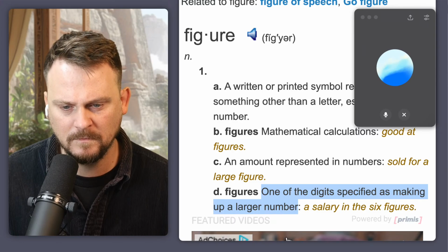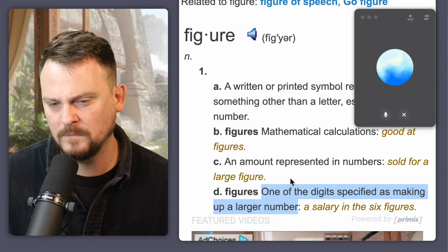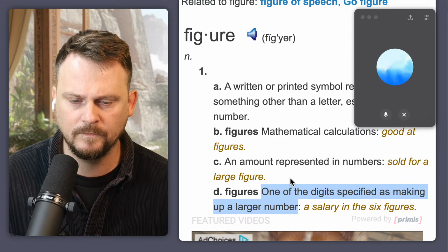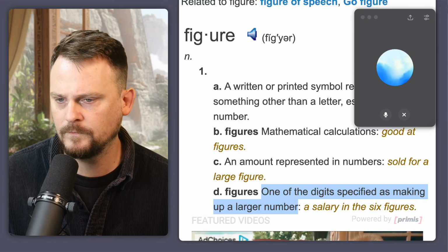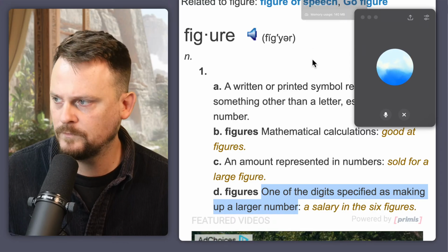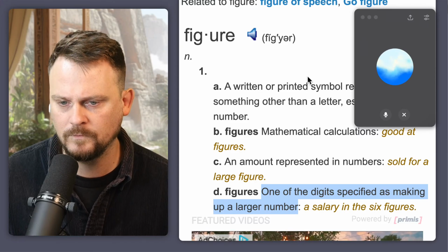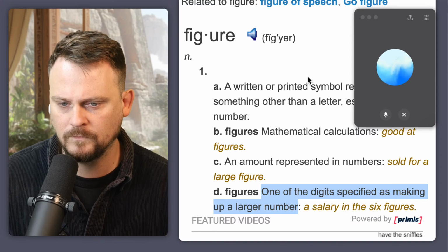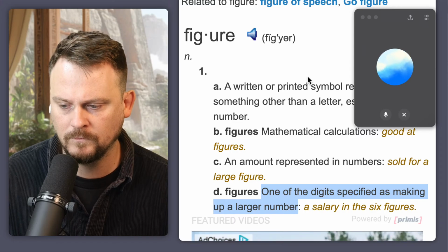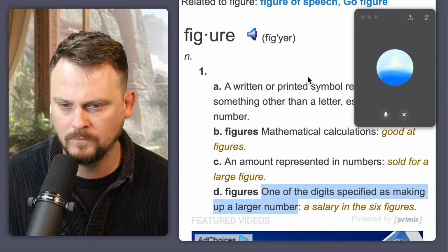Certainly. For definition C, which refers to an amount represented by numbers, here are 2 examples. The painting was auctioned off for a substantial figure, far exceeding its estimated value. The company's revenue last quarter reached an impressive figure, signaling strong growth. For definition D, which is about one of the digits in a larger number, the term figure is used to describe each individual digit within a number. For instance, in a 6-figure salary, the salary ranges from $100,000 to $999,999. Each digit in this range is considered a figure. If a car costs 5 figures, the price is somewhere between $10,000 and $99,999, with each.